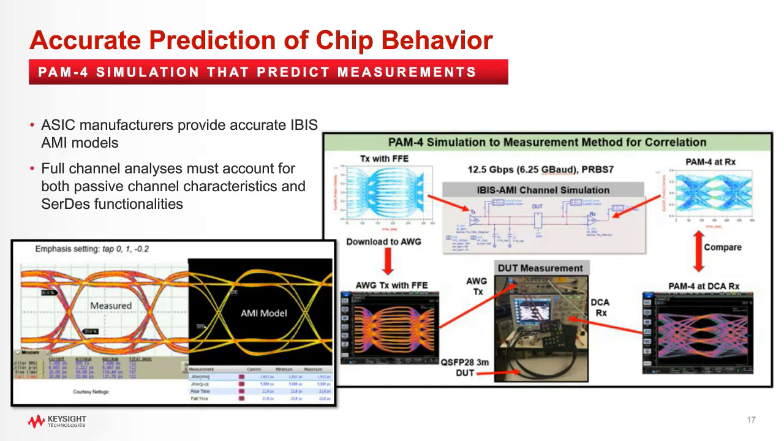For the PAM4 case, we generated the TX waveform with FFE in ADS. Then the waveform was downloaded to an AWG, arbitrary waveform generator, to create a real waveform for the test. The channel data, which was a QSFP28 3-meter cable, was measured and put back into ADS to simulate the receiver performance. The comparison between the simulated and measured with a DCA scope shows very, very good agreement in general. This gives us an idea of the typical accuracy level of IBIS-AMI models.